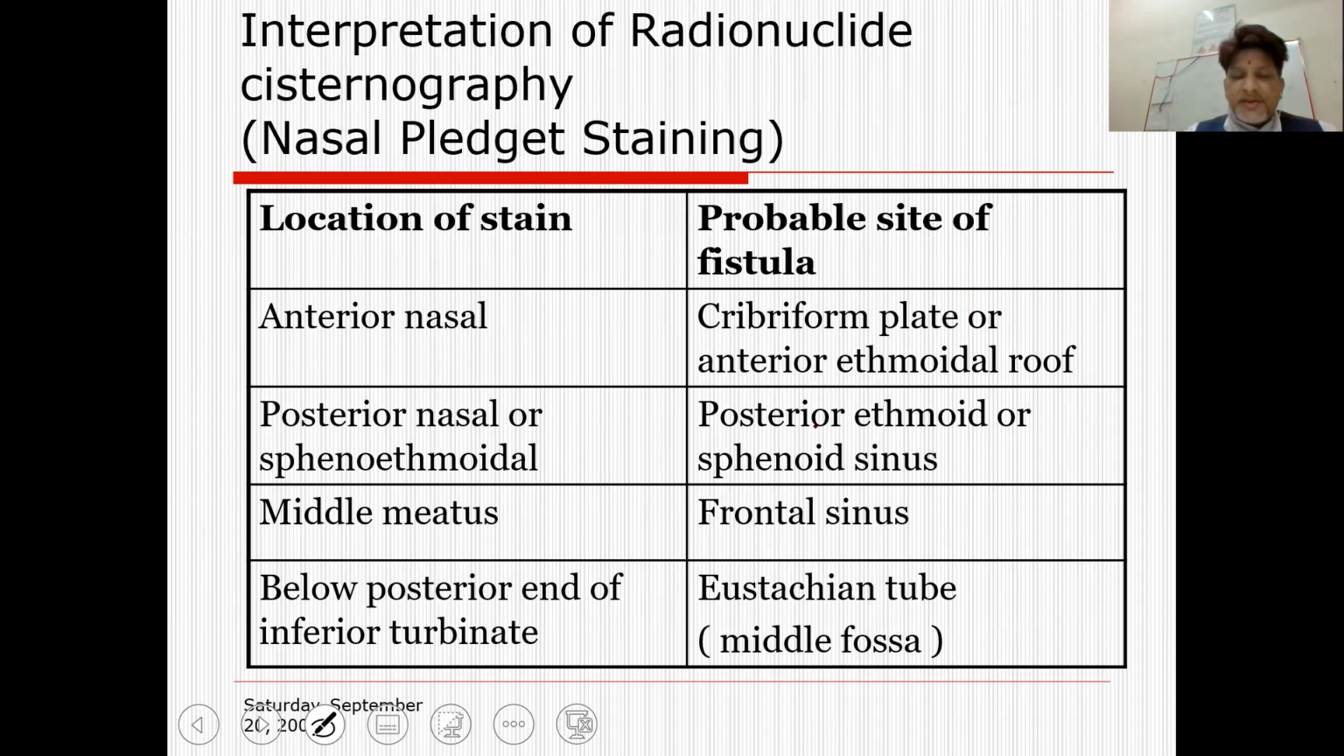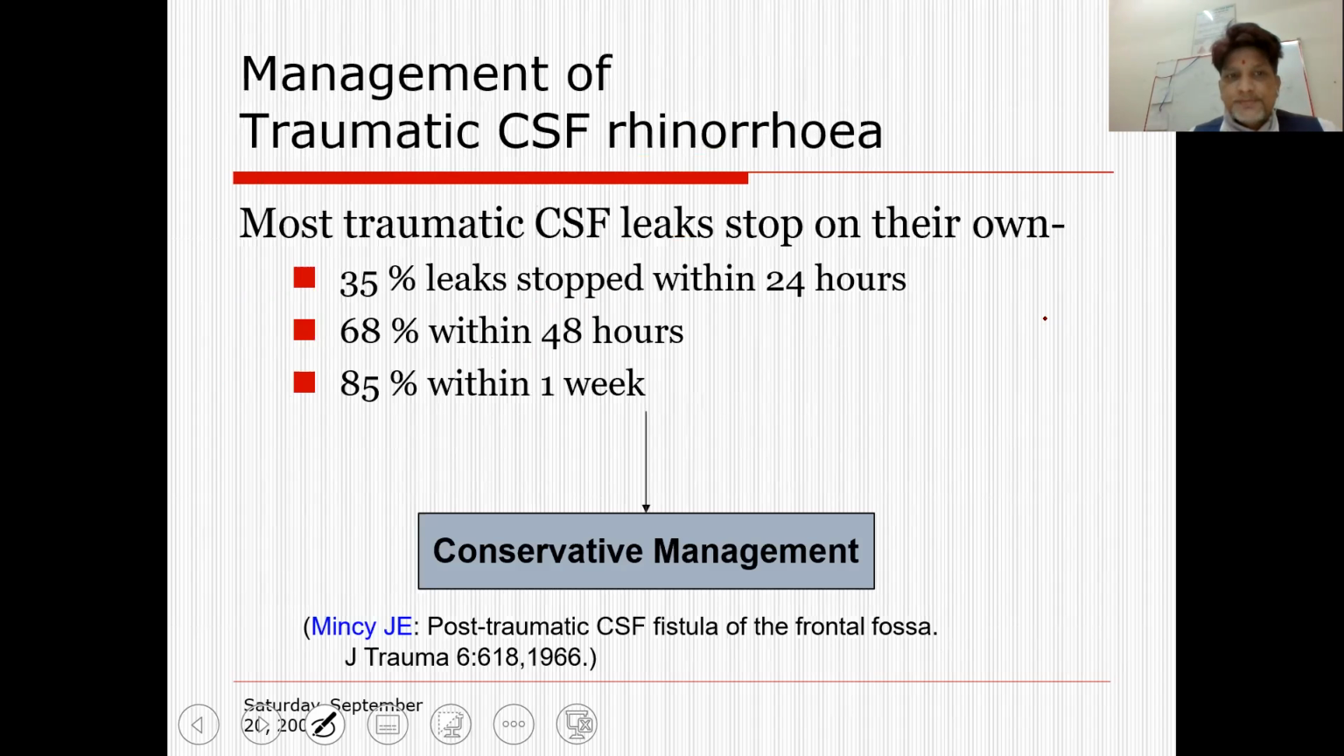And essentially we will take an example: if the cotton pledget of the anterior nasal packing in the anterior nasal cavity is stained, then the possible fracture will be in the anterior skull base, or you can say the anterior ethmoidal roof, also called the cribriform plate.